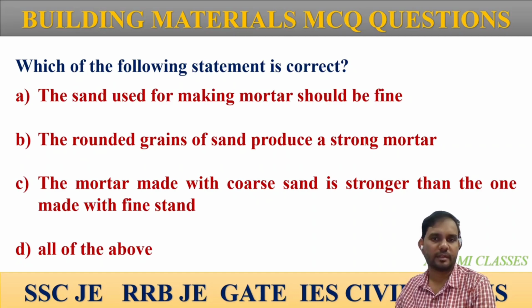Which of the following statements is correct? The sand used for making mortar should be fine. Correct. The rounded grains of sand produce a strong mortar. Correct. The mortar made with coarse sand is stronger than one made with fine sand. Correct. All of the above.